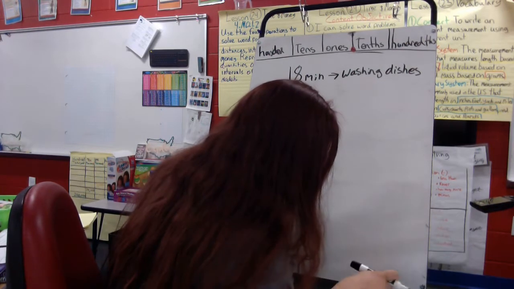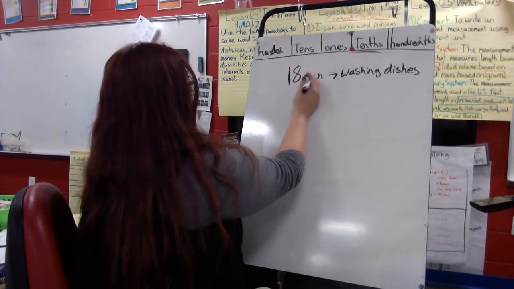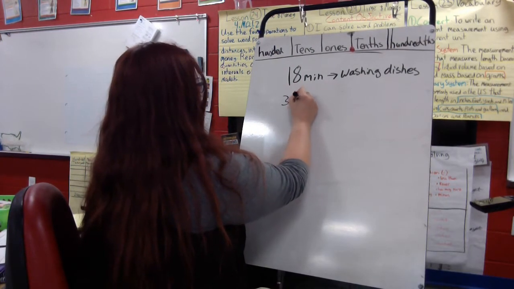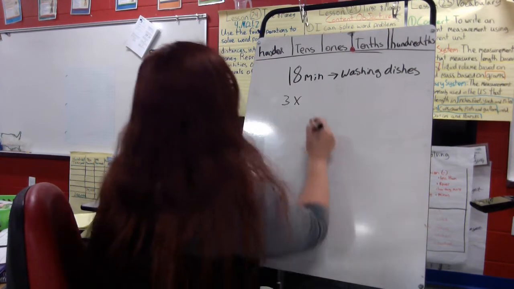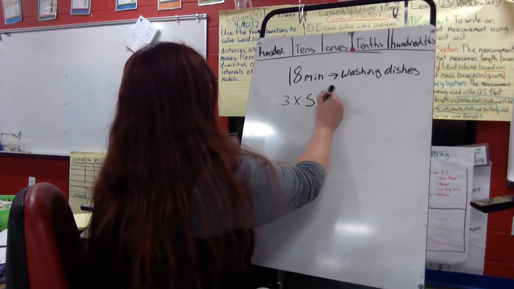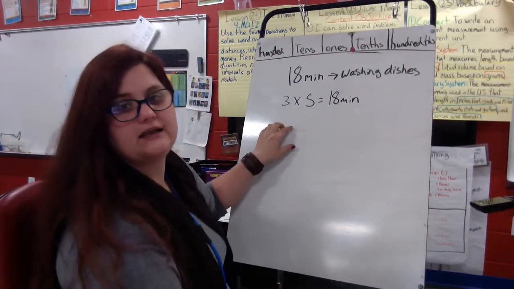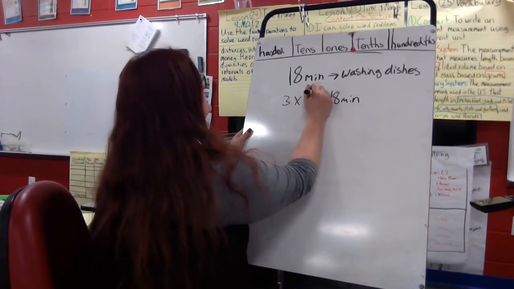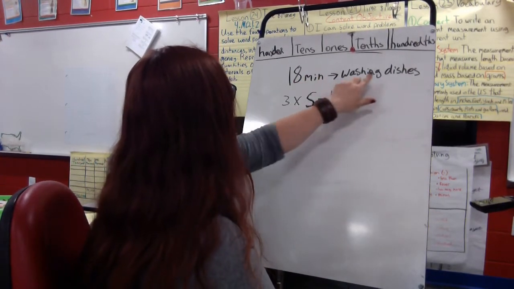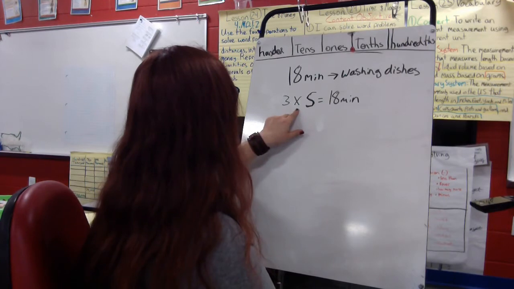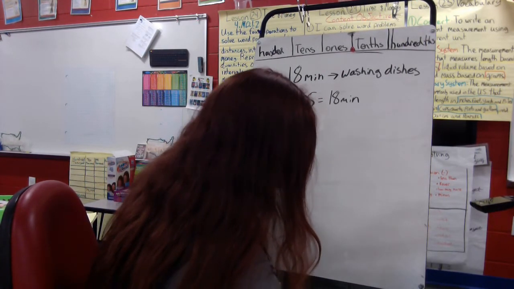Then this is 3 times as long as it took him to sweep the floor. So this is 3 times as long as it took him to sweep the floor. We're just going to put S for sweep. All right, I came up with a multiplication sentence for this. This is an S for sweeping. So 18 minutes washing the dishes. This is 3 times the amount, or 3 times as long as it took him to sweep the floor.